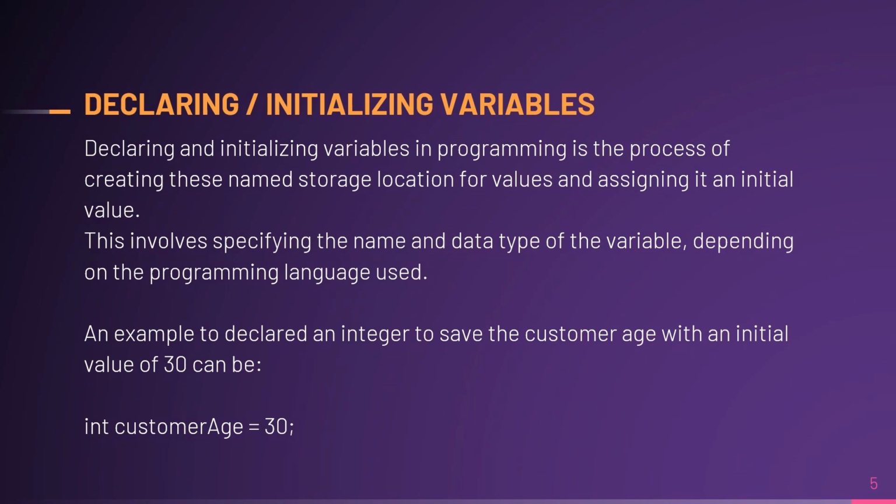Declaring and initializing variables in programming is the process of creating these named storage locations for values and assigning them an initial value. This involves specifying the name and data type of the variable, depending on the programming language used. An example to declare an integer to save the customer age with an initial value of 30 can be the one displayed on the screen.